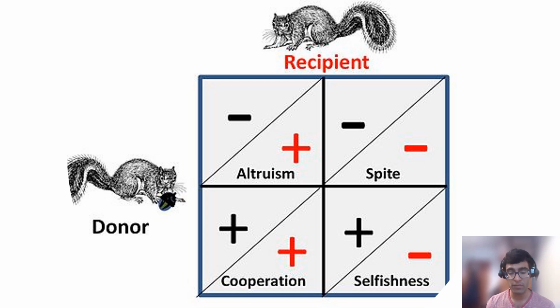In this bottom left box, we have cooperation. That's where the donor and the recipient both benefit from the donor's behavior. Selfishness is where the donor benefits at cost to the recipient. It's being selfish. And spite is where the donor and the recipient both suffer costs as a result of the interaction. And you might be thinking, why on earth would that happen? Who's benefiting from that? We'll get onto that in a moment.